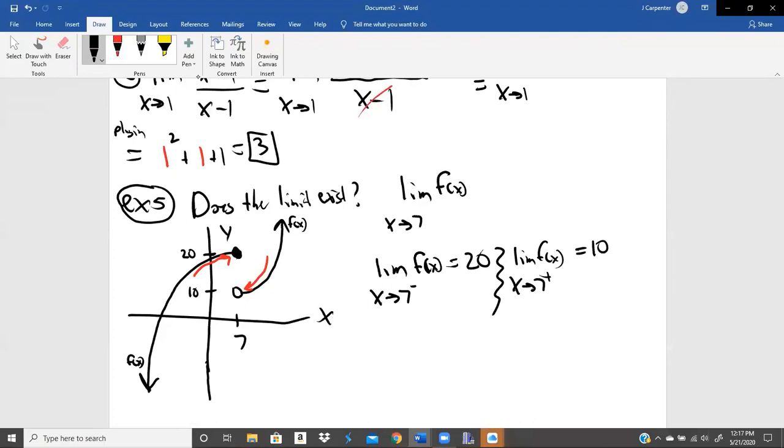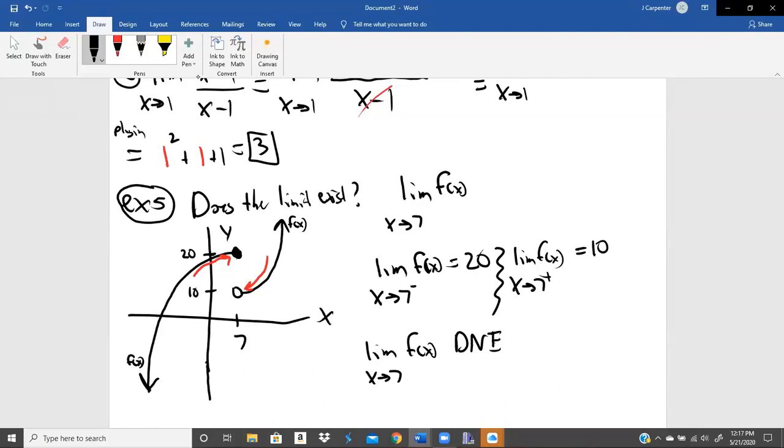These do not match. Because they do not match, the limit as x approaches 7 of this function does not exist, because it's 20 from the left and it's 10 from the right. It's as easy as that. Now, in the real world, maybe you're only worried about the right-sided limit. Maybe you don't even need to worry about the left side of a function. Well, that's fine when you're talking about whatever real-world application you're dealing with, but we're introducing the basics of calculus.